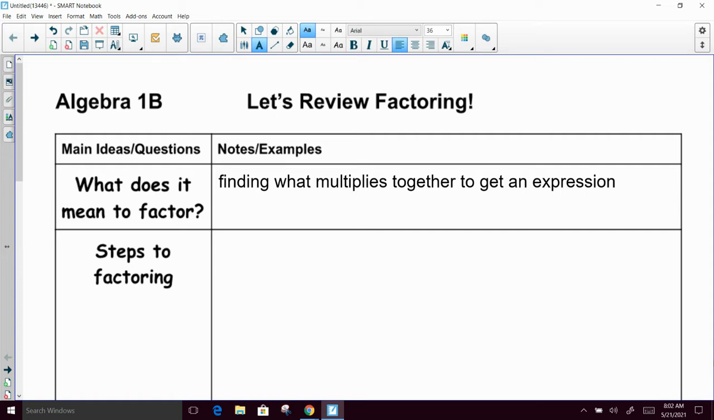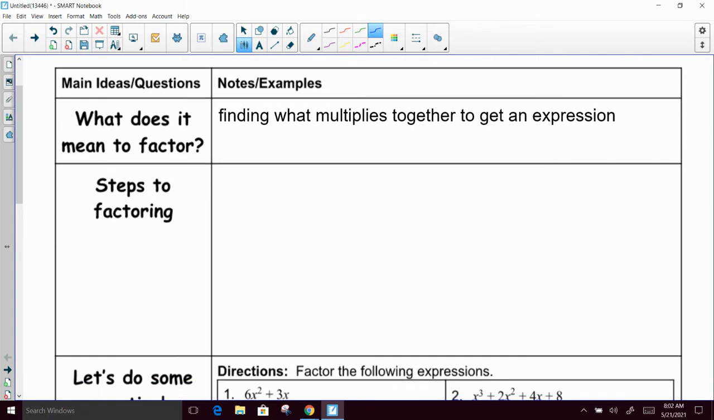Let's refresh the steps to factoring. When we factor, first and foremost, we want to look for the greatest common factor. Always look for the greatest common factor first. Okay.